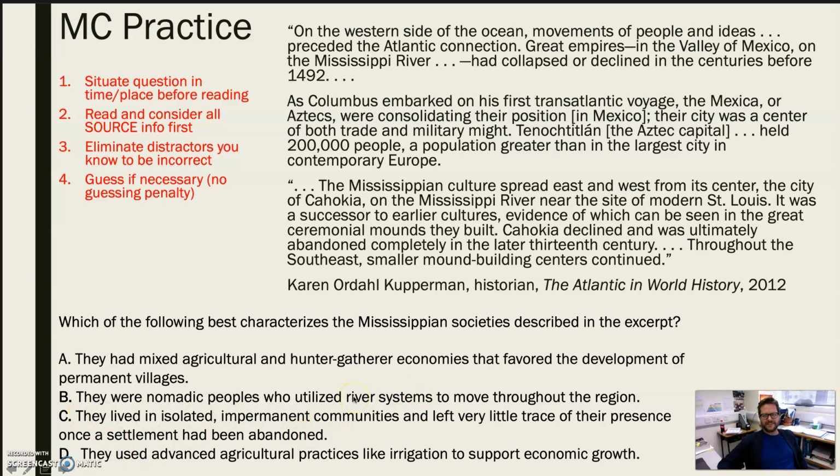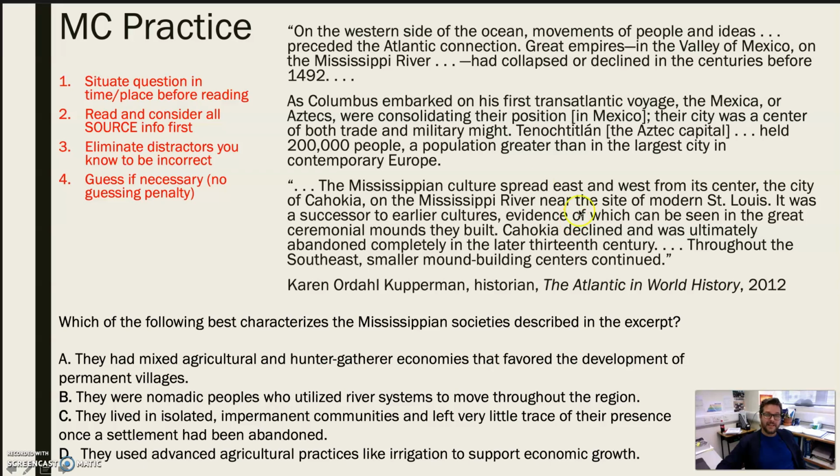So this is where it's down to A and D, all right? Now, the tricky one here is D. There's no mention of advanced agriculture, but there is mention of permanent villages in option A, right? So if we look at D, they used advanced agricultural practices like irrigation to support economic growth. That might be the case, like maybe they did that. But if we actually look up here, and we have to come back to the question, right? Best characterizes the Mississippian societies described in the excerpt, right?